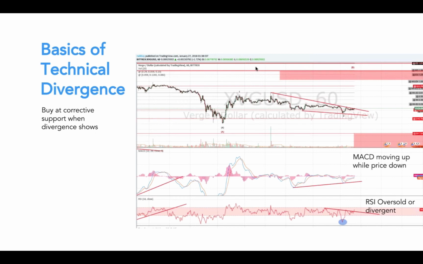So here, divergence. I think a lot of people have asked. I think this is a really important basic level of technical analysis. I'll admit, after relying so much on Elliott Wave, I've lost a lot of my technical ability. I don't think I'm great at technicals like a lot of folks, but I've been getting better and focusing on it a little bit more.